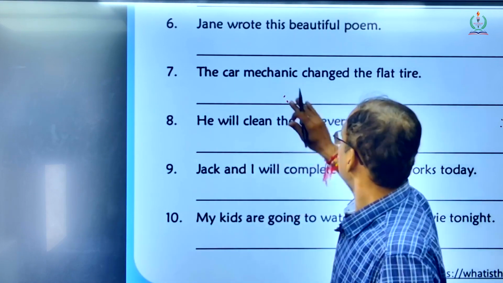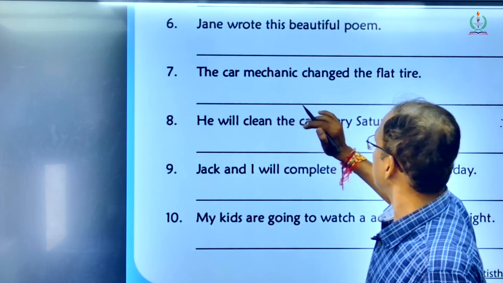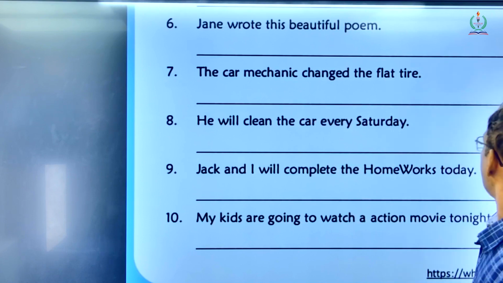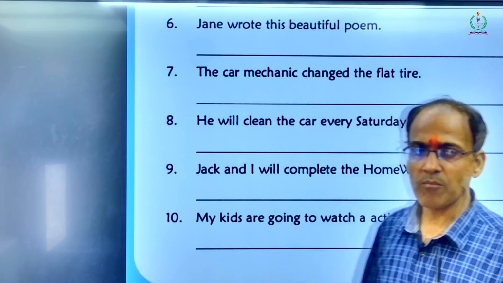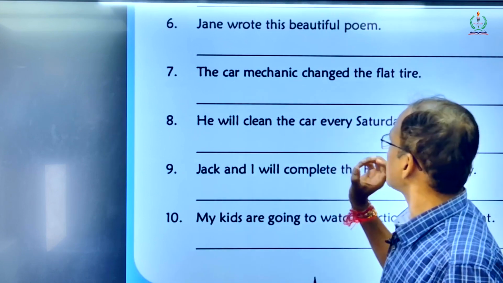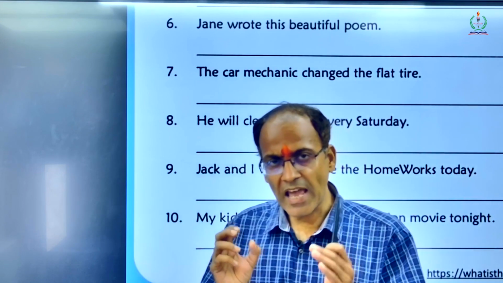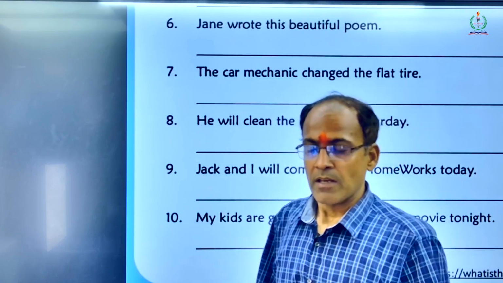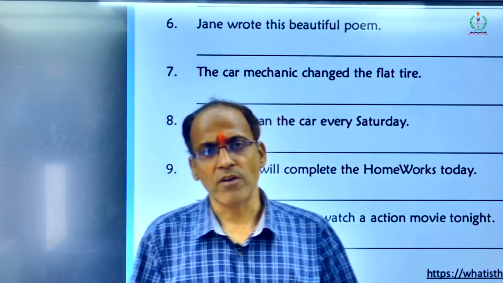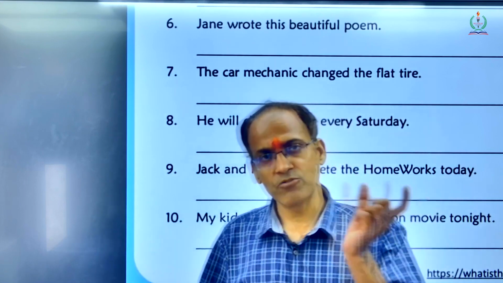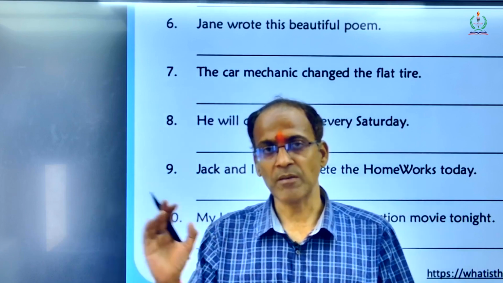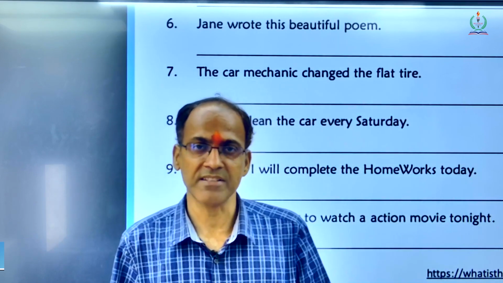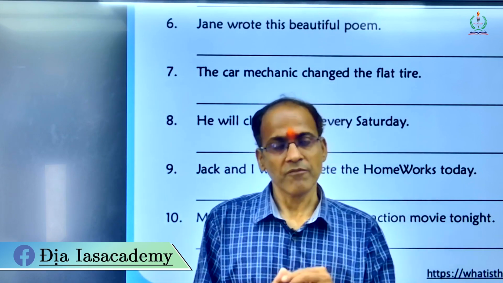Now, let's get into the next question. The car mechanic changed the flat tire. Again, I would like to highlight one important point. In any sentence, first and foremost, we have to identify the verb. What is the form of the verb? By rule, any form of verb in active voice has to be converted into the V3 form, which is the past participle form. When we speak about the V3 form of a verb, you have to understand that there are three forms of verb: V1, V2 and V3.